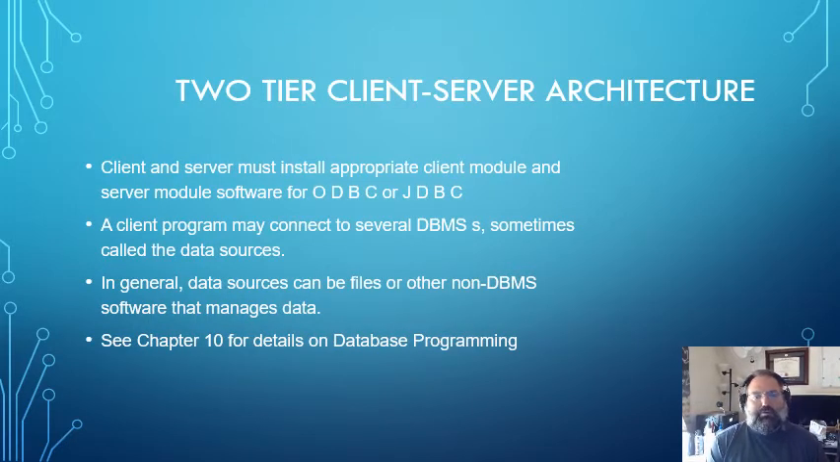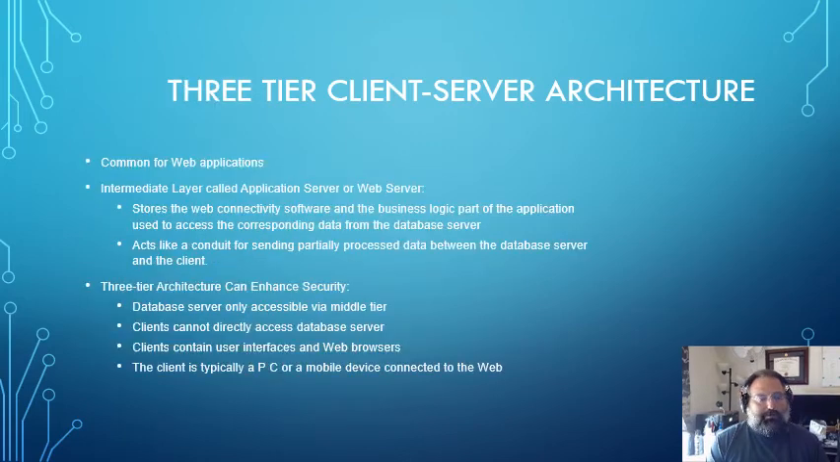Continuing the discussion on two-tier client-server architectures, clients and servers must install appropriate client modules and client module software for ODBC and JDBC to work. You essentially have to install the driver. A client program may connect to multiple DBMSs, sometimes called data sources. In general, data sources can be files or other DBMS, non-DBMS software that manages data. We'll talk about Chapter 10 for database programming.